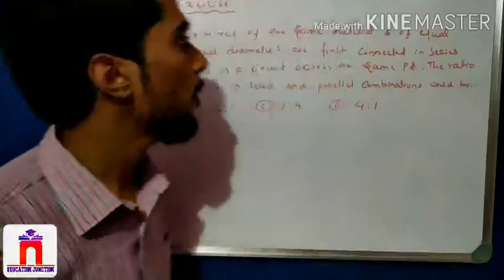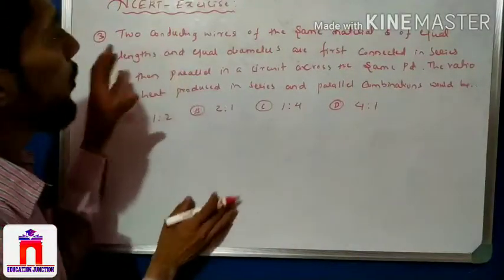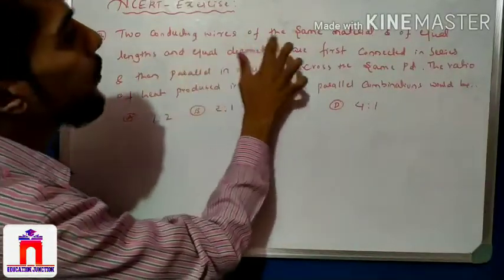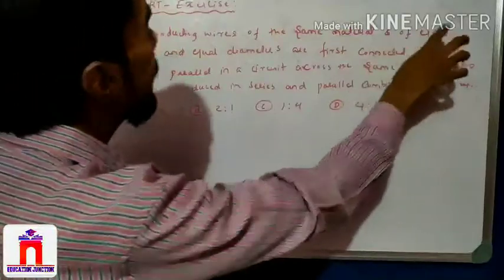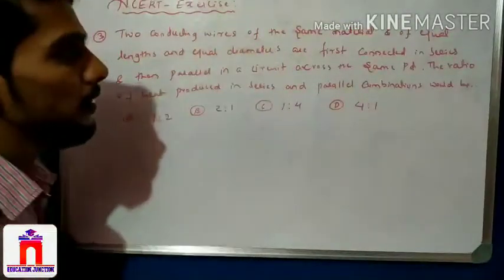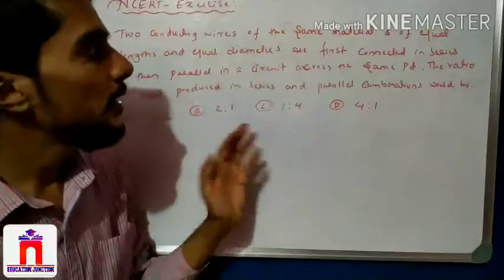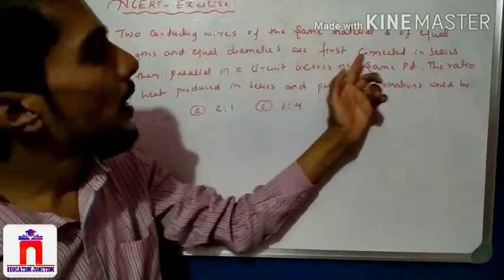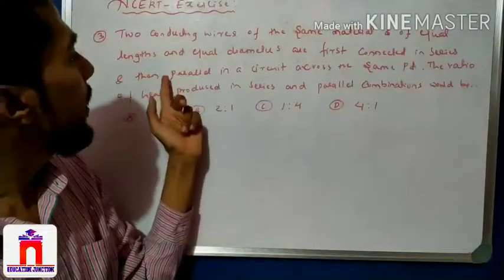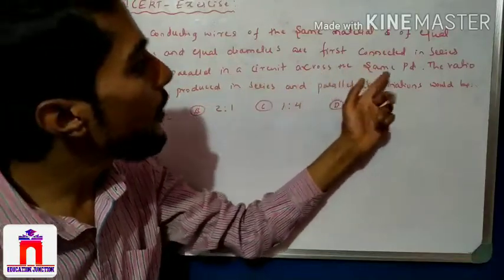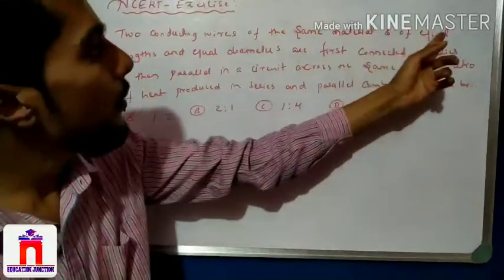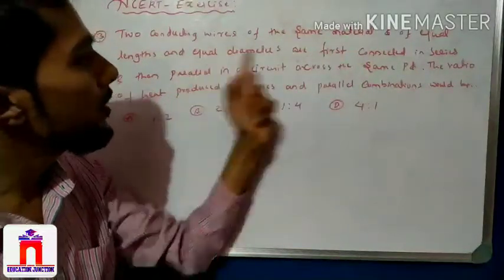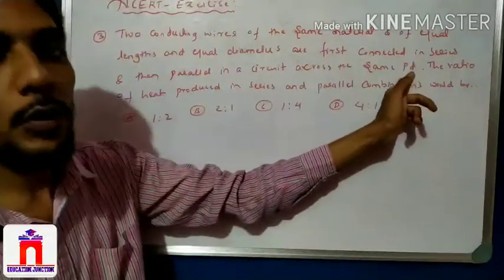Now take the third problem of this video. Here the concept is long, so carefully observe this one. Two conducting wires of the same material, equal length and equal diameter. Same material means they have the same resistivity. They are connected in series and then in parallel in a circuit across the same potential difference. What is the same? Material, length, and diameter are the same, and the potential difference is also the same.